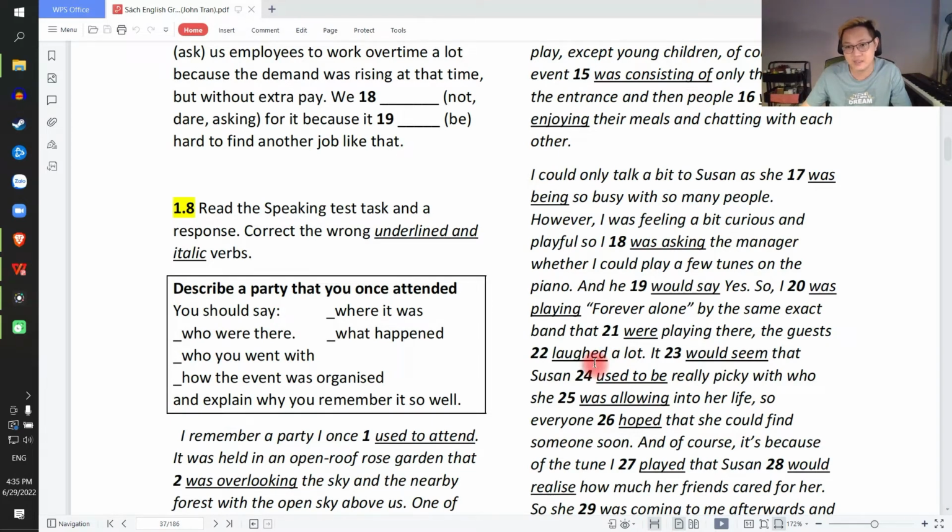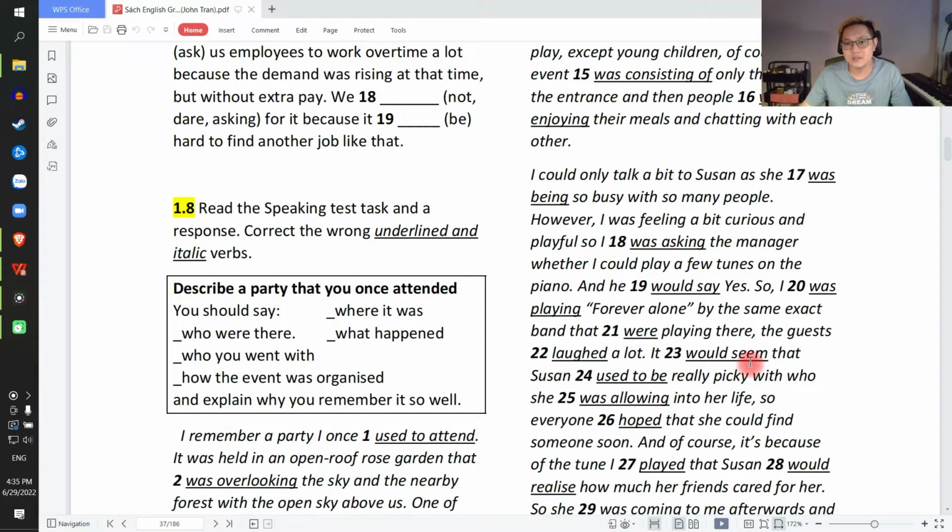The guest laughed. The guest laughed a lot. Of course, they laughed. Ha ha ha. It's just a single completed action. It's not continuous. Cái hành động phá lên cười nó không mang tính tiếp diễn. Nó chỉ bụp cái xong. Laughed a lot.